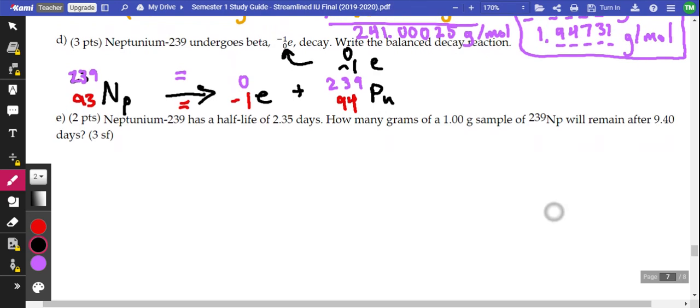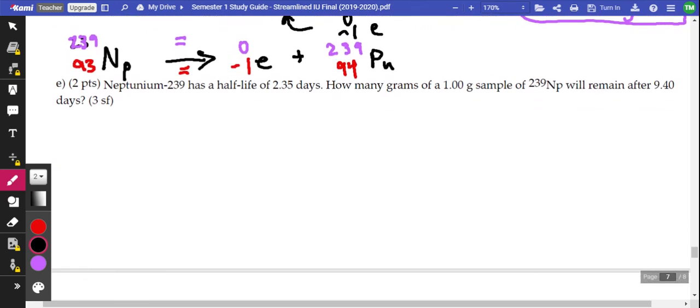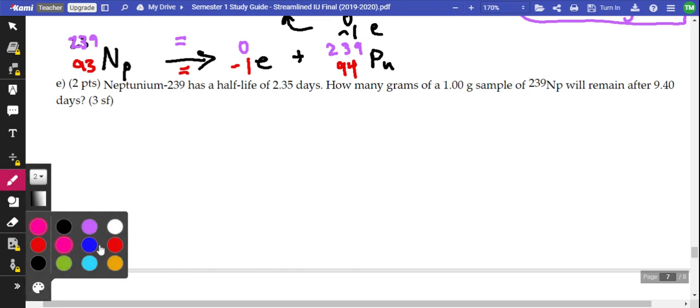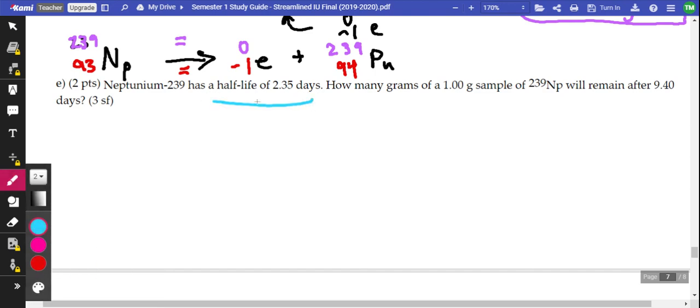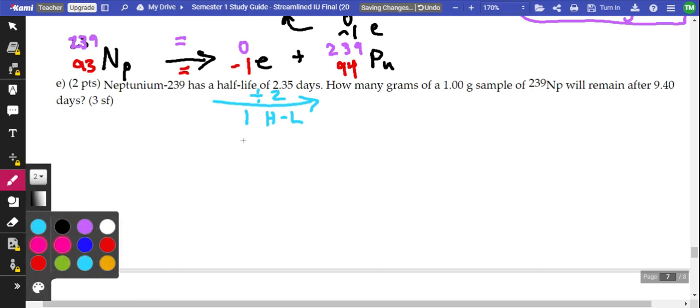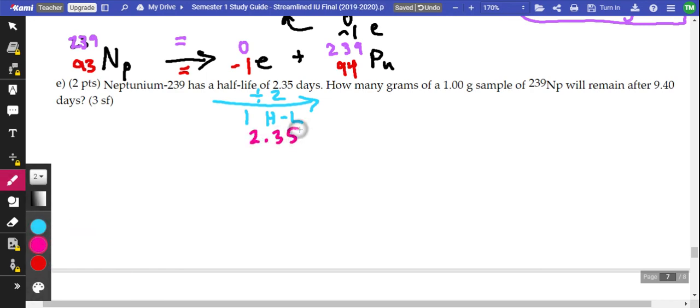All right, half-life problem. Neptunium-239 has a half-life of 2.35 days. How many grams of a 1 gram sample of this isotope will remain after 9.40 days? There are a couple ways to go about this, but this is how I would see it. Every time we go through a half-life, we are dividing the mass of our original radioactive material by 2. That is the length of 1 half-life, which in this case is 2.35 days.